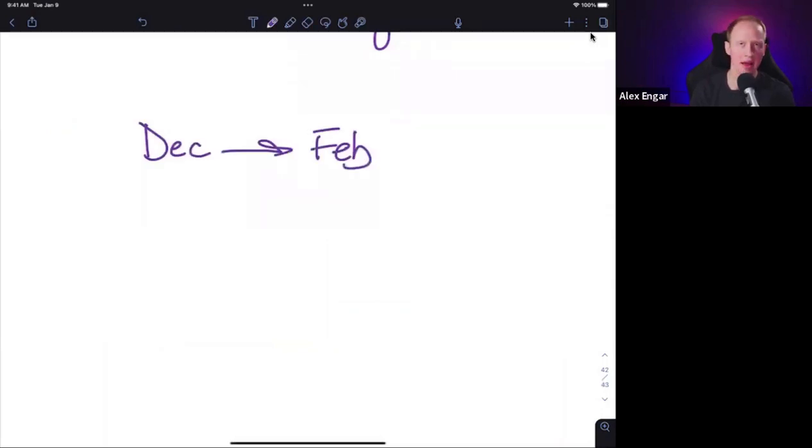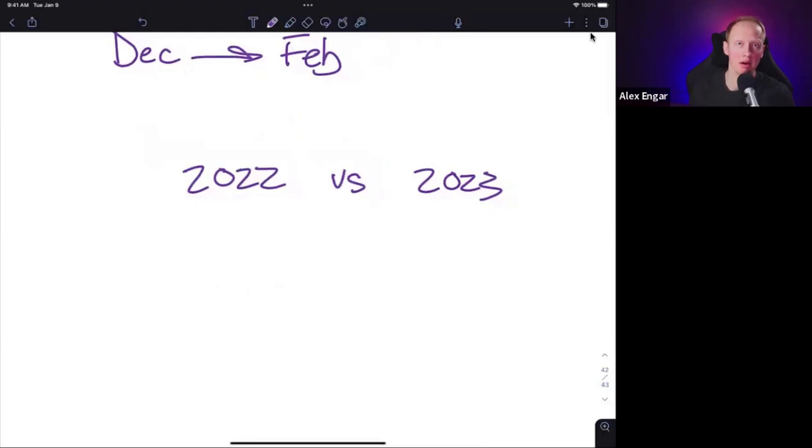So we compared that time period in 2022 versus where we were at in 2023. And we looked at a couple things. We looked at, number one, what are the number of buyers?